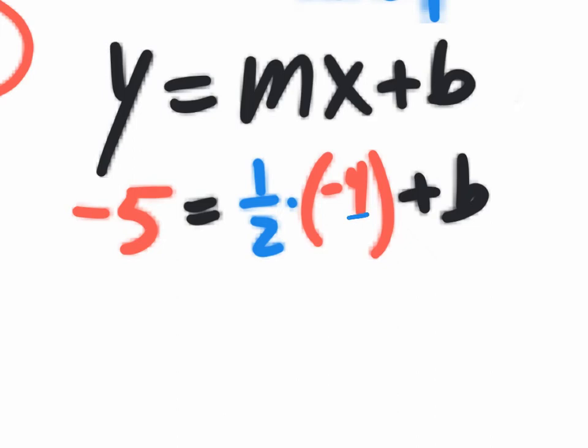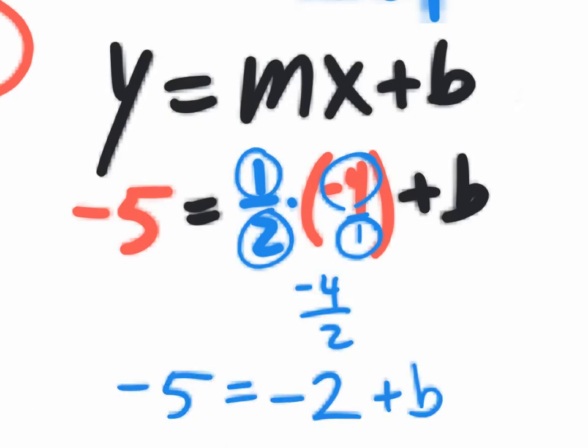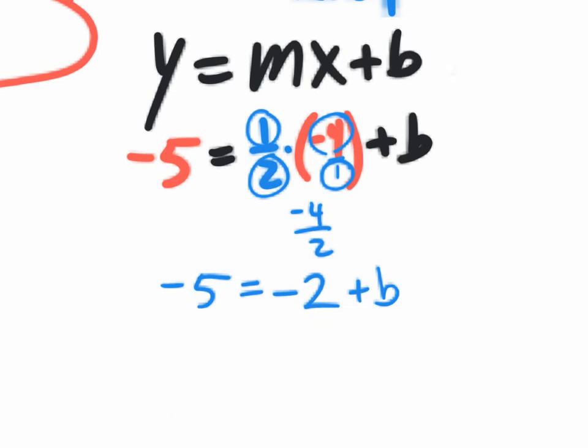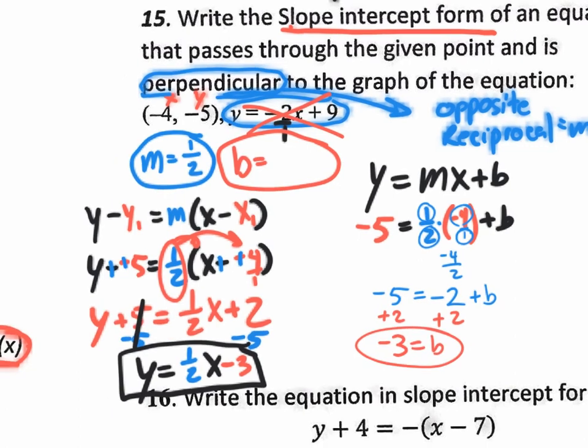Or you could think of it this way. 1 times -4, that's -4. 2 times 1, that's 2. And -4 divided by 2 is -2. Bring down the plus b, bring down the equal sign, bring down the -5. And you almost have b by itself. All you have to do now is add 2 and add 2, and you'll get -3 equaling b. So b equals -3. So what we found was the b value of -3.